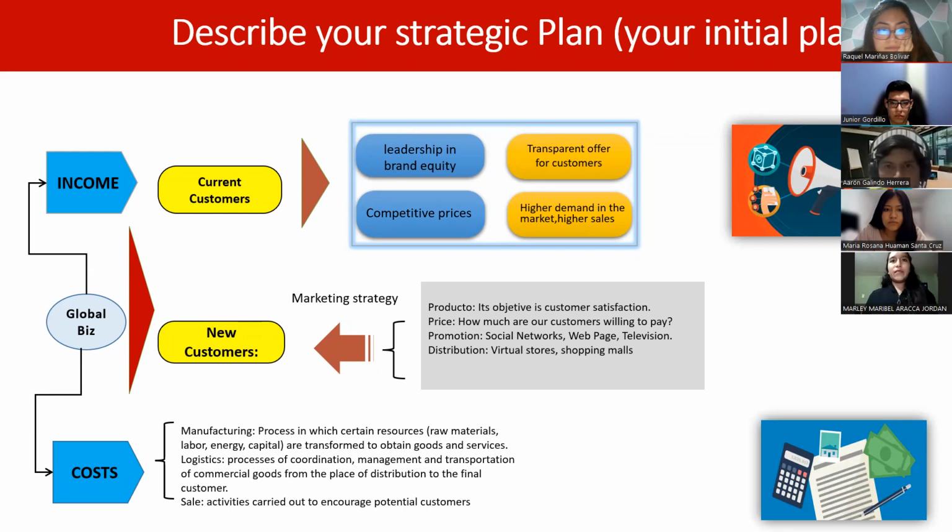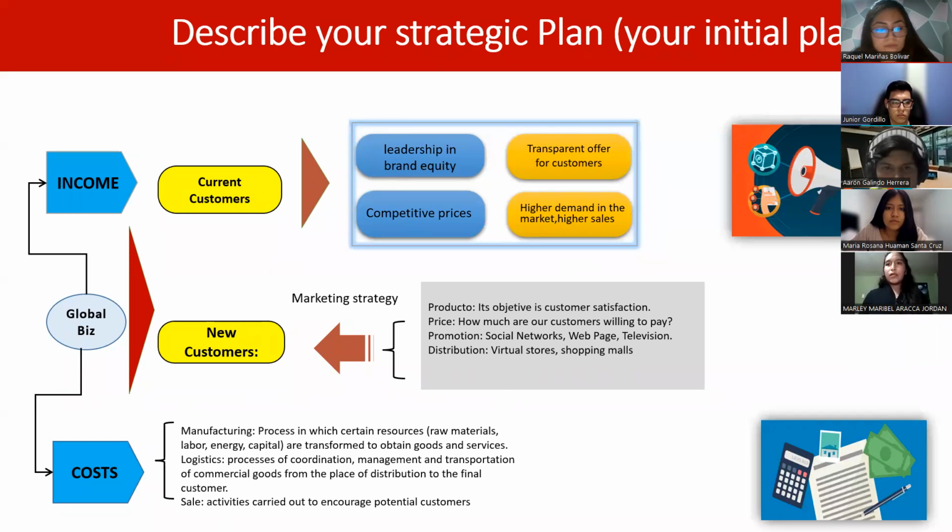Strategy play. Globalbiz has two factories and incoming cost. Incoming is the current customer. The current customer has loyalty in the brand, quality, transparency, and competitive price, for the demand in the market and high sales. Next, customer, market strategy, products, price, promotion, distribution.